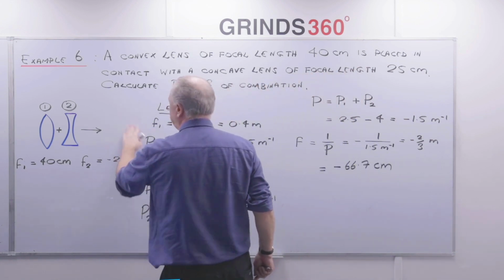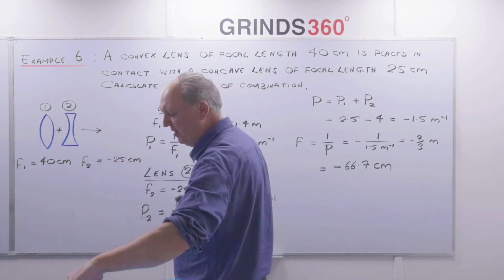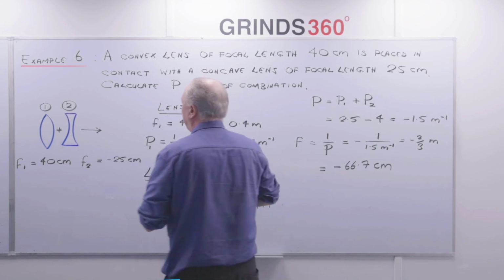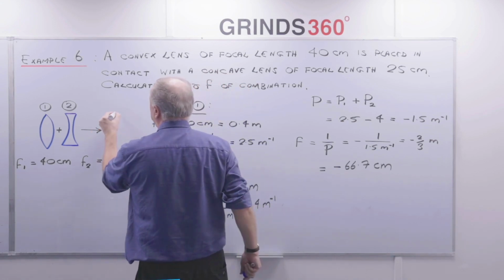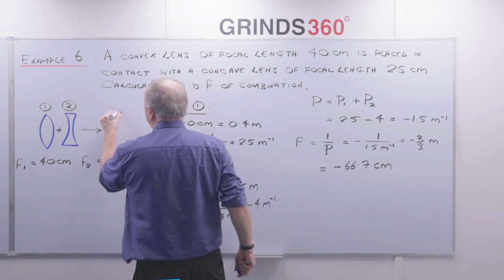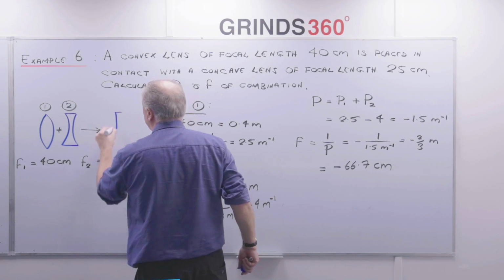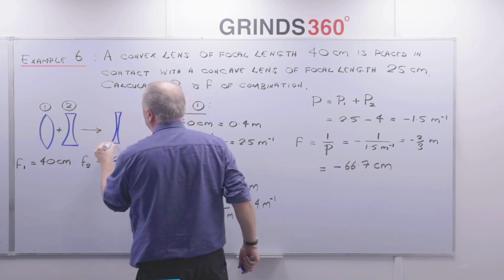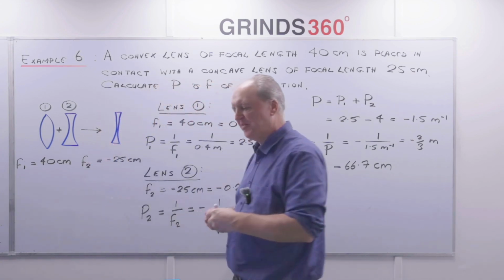And what I'll end up with here, if I was to draw it, would be a concave lens that's really thin, much thinner than the one there in front of you. That's my answer for that.